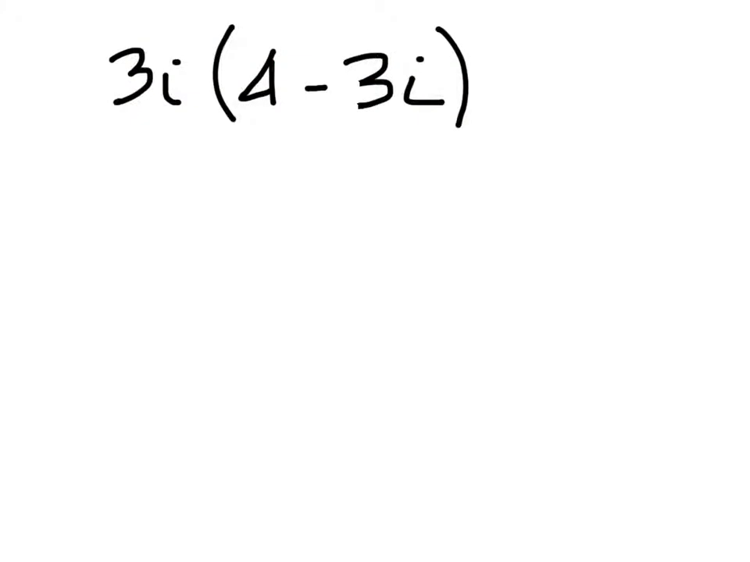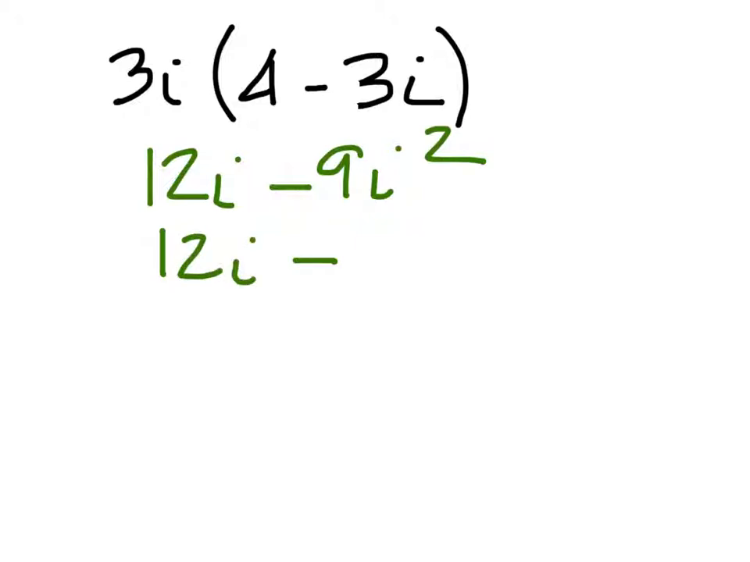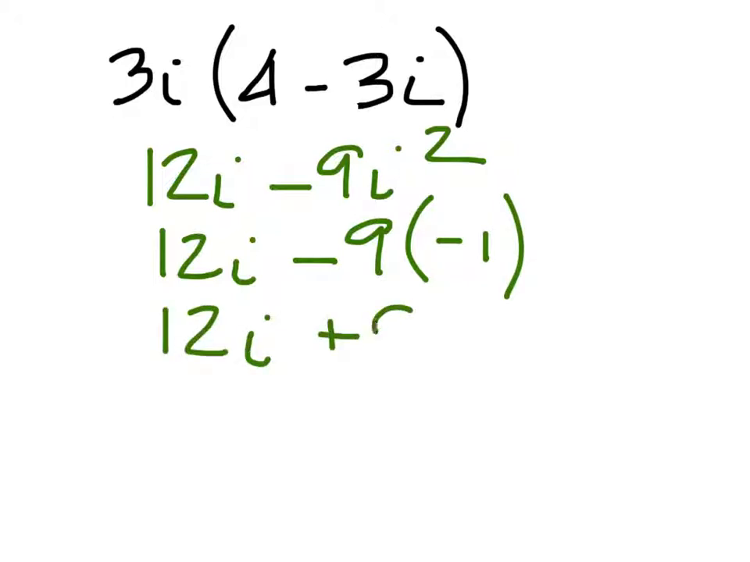For the practice problem, you should have 12i minus 9i squared. Can't do much with this right now, but for the minus 9i squared, i squared is negative 1, so that gives you a double negative. Makes it plus 9, but you have to switch it. 9 plus 12i is the right form.